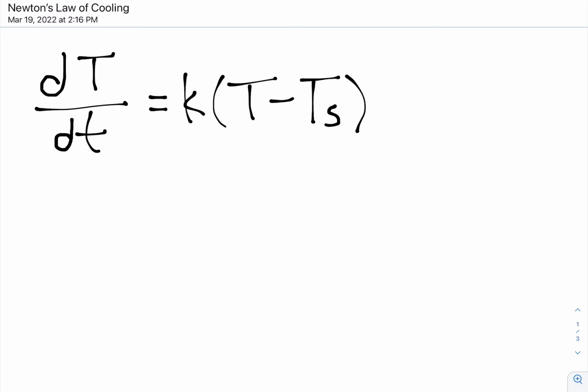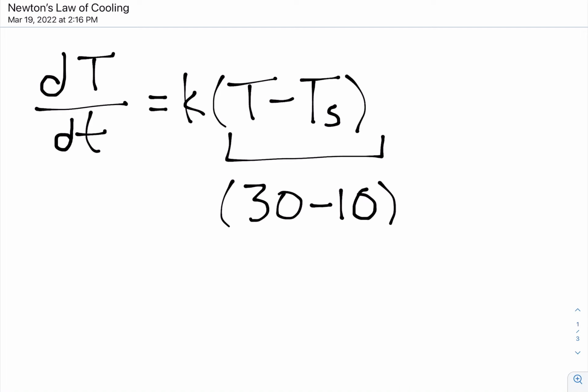So this T minus Ts is the difference between the two objects. Let's say we had a cup of coffee that was 30 degrees Celsius and the room was 10 degrees Celsius. So this T minus Ts would be the T of the object, in this case the coffee, minus the T of the surroundings. That's what that Ts means. So this would be 30 minus 10, so this quantity would be 20.